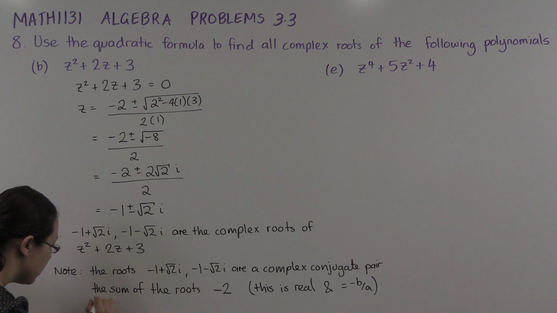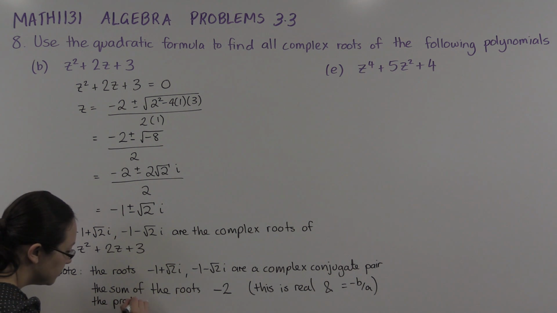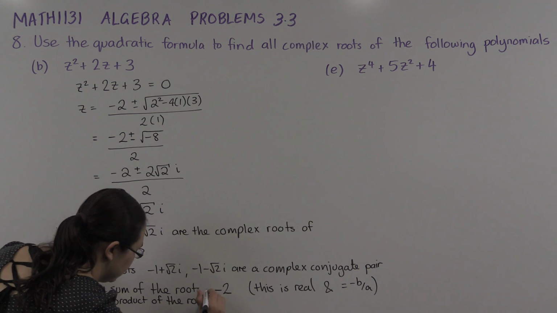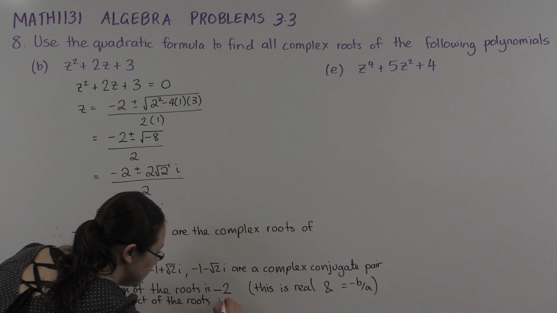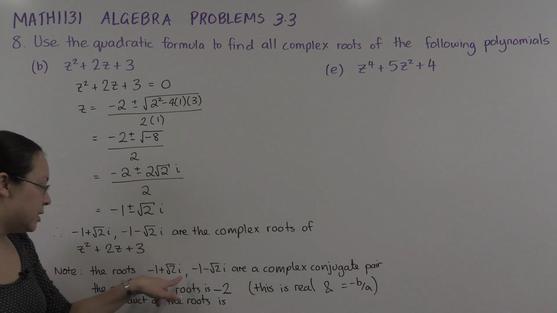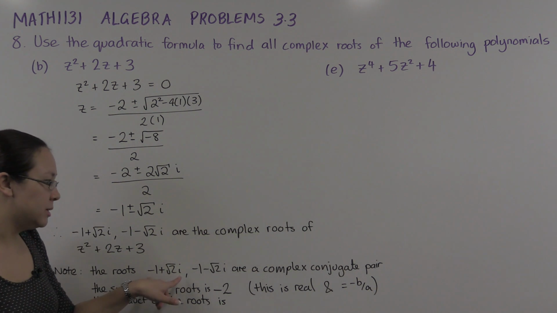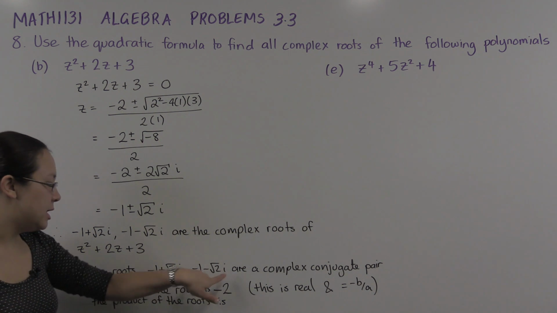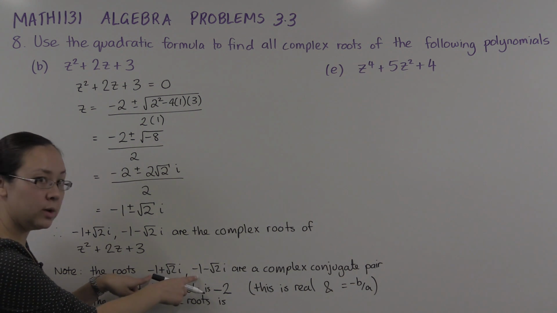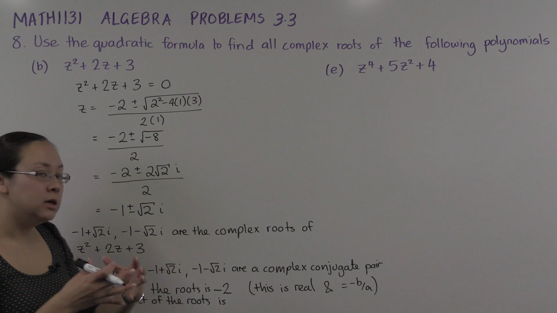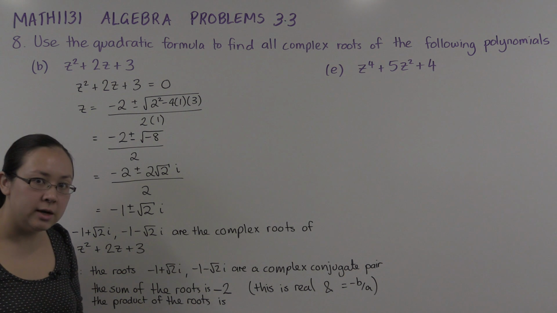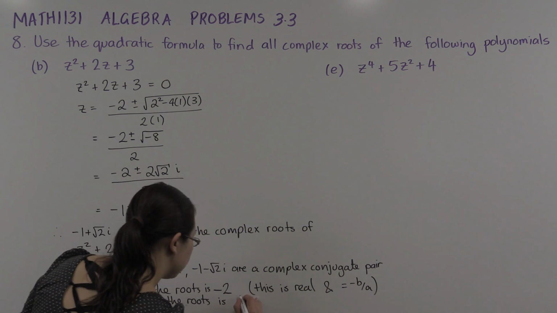Lastly, the product of the roots. If we multiply these roots here, because they're complex conjugates we actually have a difference of two squares. We have minus 1 plus root 2i, minus 1 minus root 2i. We can expand. So it's minus 1 squared, which is 1, subtract root 2i all squared. So that's 1 minus 2i squared, or 1 plus 2, which is 3.